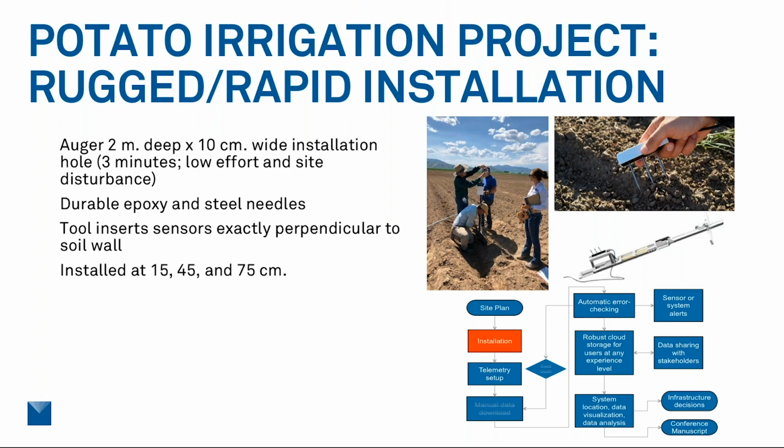All we had to do was dig a 2-meter deep bore hole, 10 centimeters wide, with just an auger, and then we installed the new TEROS 12s into the side of that auger hole with our insertion tool. We put sensors in at 15, 45, and 75 centimeters in this particular case. So I guess we could go to 2 meters. We actually only dug down to about 1 meter in this case.